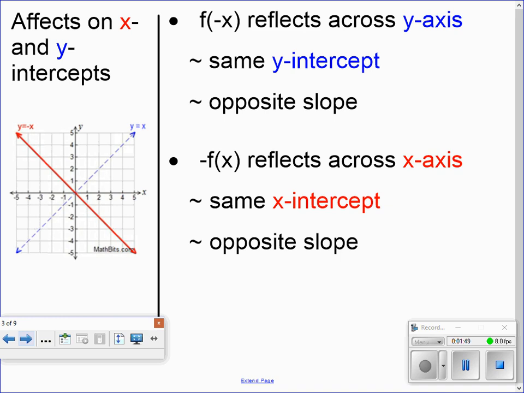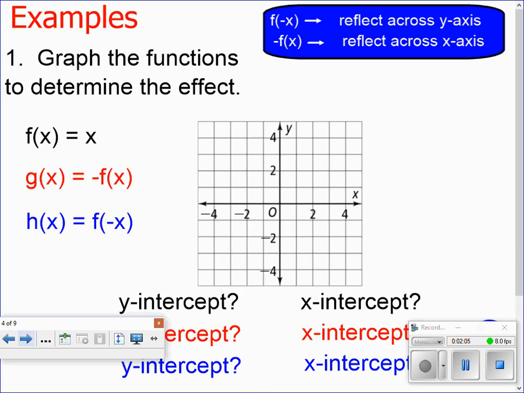So the biggest thing here is that when we're reflecting across the y, the y-intercept will stay the same and we'll have opposite slopes. But when we're reflecting across the x, it's the x-intercept that remains the same while we have opposite slopes. Let's look at a couple examples.